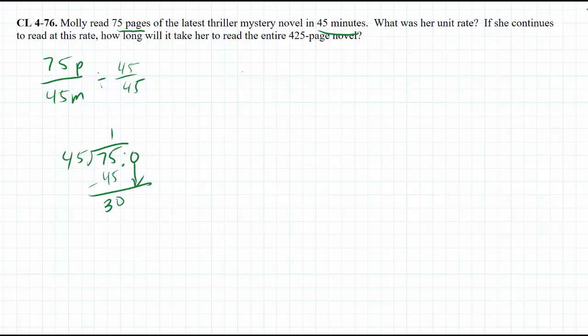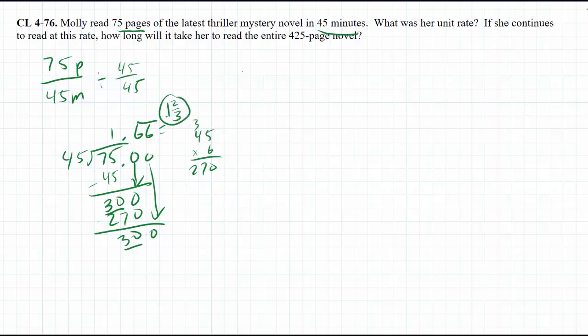That means I'm going to have to add a tenth, 0 tenths, and drop a 0. 45 goes into 30 six times. 45 times 6 is 270. And I already noticed that there's that 30 that repeats, so this value is going to keep repeating. It's going to be 1 and 66 hundredths repeating. But I also know that's just 1 and 2/3, because 66/100ths is 2/3. So that means she reads 1 and 2/3 pages per 1 minute.